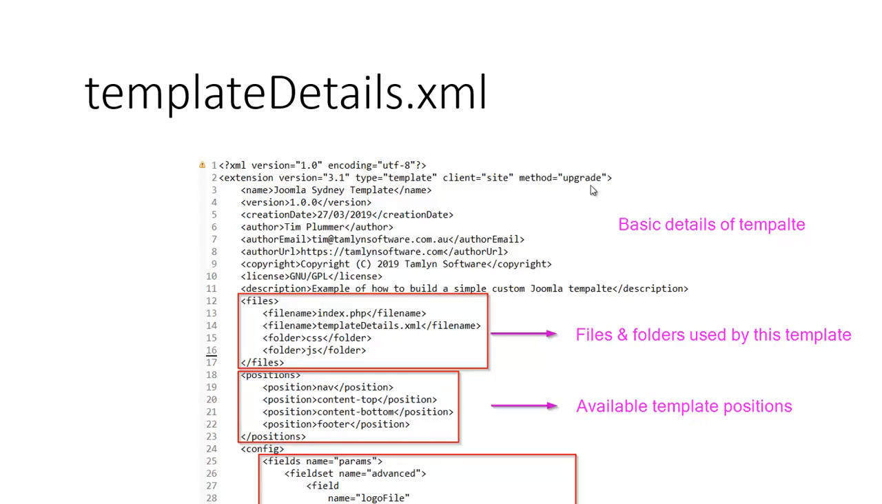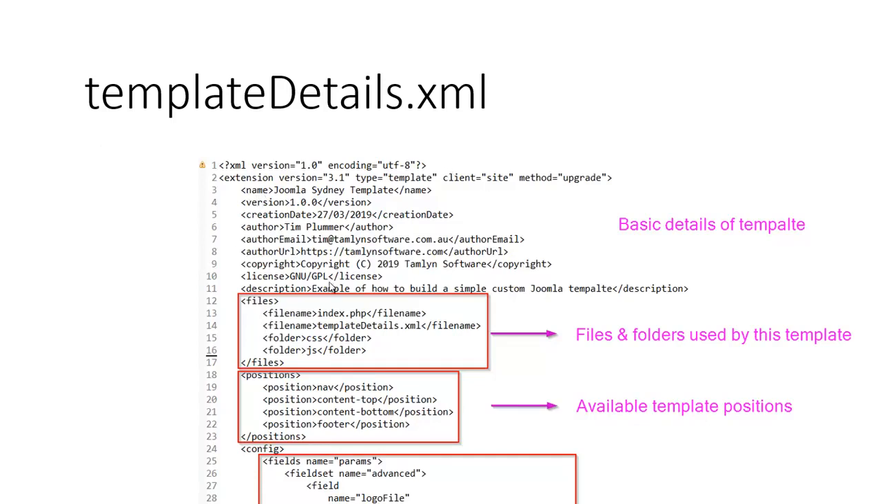Then we've got method equals upgrade. Now that's important when you're installing a new version of the template. If you don't put that method equals upgrade and you install a new version over the top, what that's going to do is completely uninstall the previous version and install the new version, and any settings that you've got in the parameters or anything like that is all going to be lost. Whereas if you have this method equals upgrade, when you install a version that's higher than the current version, it will replace the files in there, but it'll keep all those settings, so all the parameters that you've set will remain there and you won't need to go in and set them again.